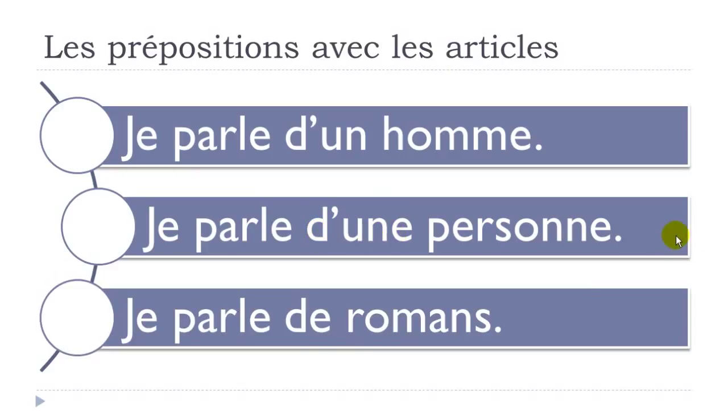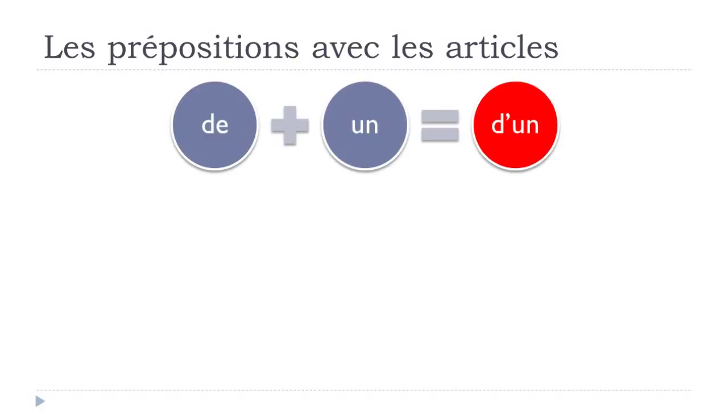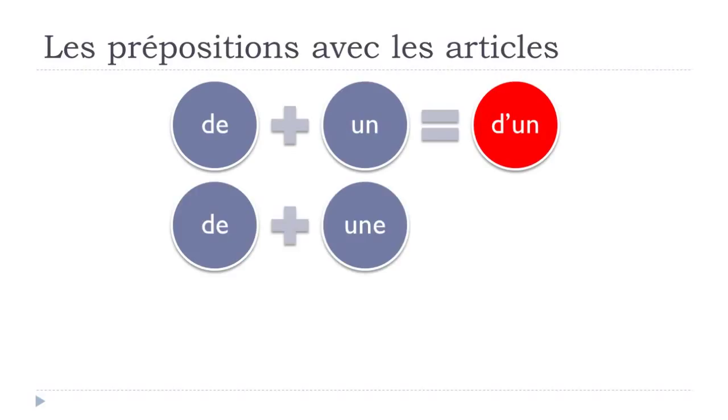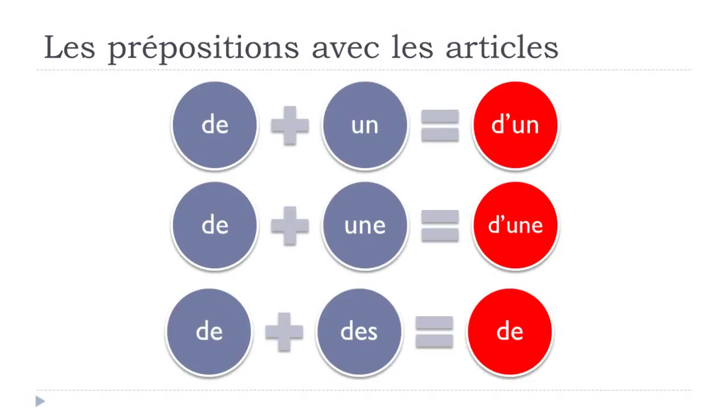Alright? The tricky thing is here, when you want to combine de and des, alright, just because we think that it would sound strange to have this de, des, romans, okay, so the thing that will disappear will be the article, okay, so that's the reason why we get this je parle de romans, alright, so in that case des will be taken away, alright, so remember de plus un will become d'un, de plus une will become d'une, de plus des will become de, okay, so you will have to take this des away.